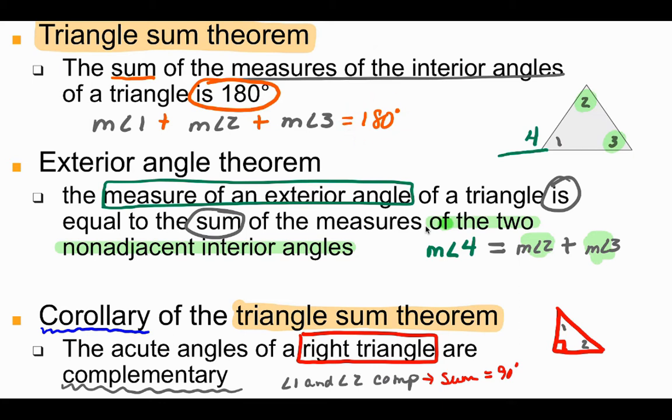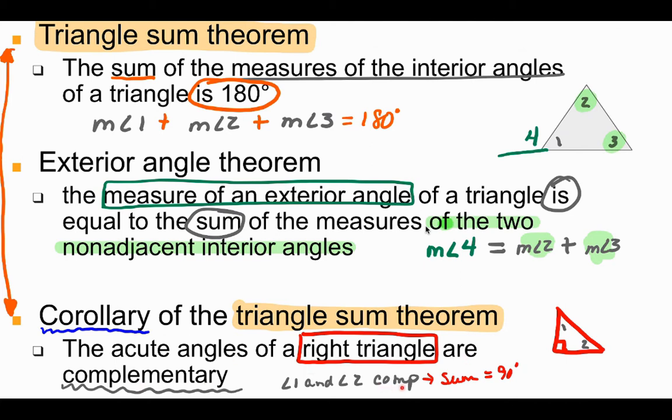So if we go ahead from here and look at the corollary, this corollary that's down here relates back to that theorem. So our corollary relates us back to our triangle sum theorem. And this particular corollary requires that you have a right triangle. So this rule only works if you have a right triangle. And it says that the acute angles of a right triangle are complementary.